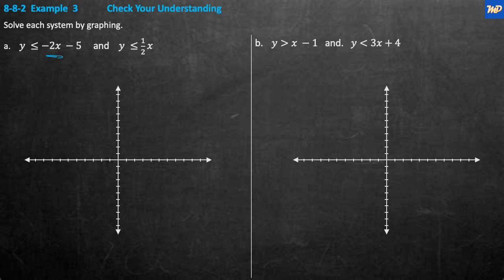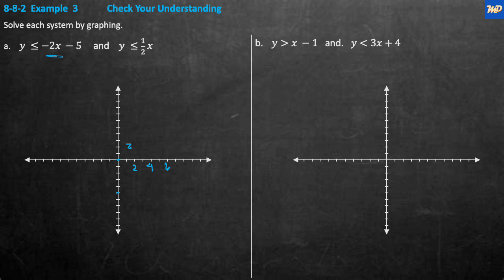1, 2, 3, 4, 5, 6. It gets a little cluttered if I draw too many. But each one of these is 1. So this one here is 2. You get the picture. Okay, so when x is 0, y is minus 5. X is 0 is right here. 1, 2, 3, 4, 5. Right there.